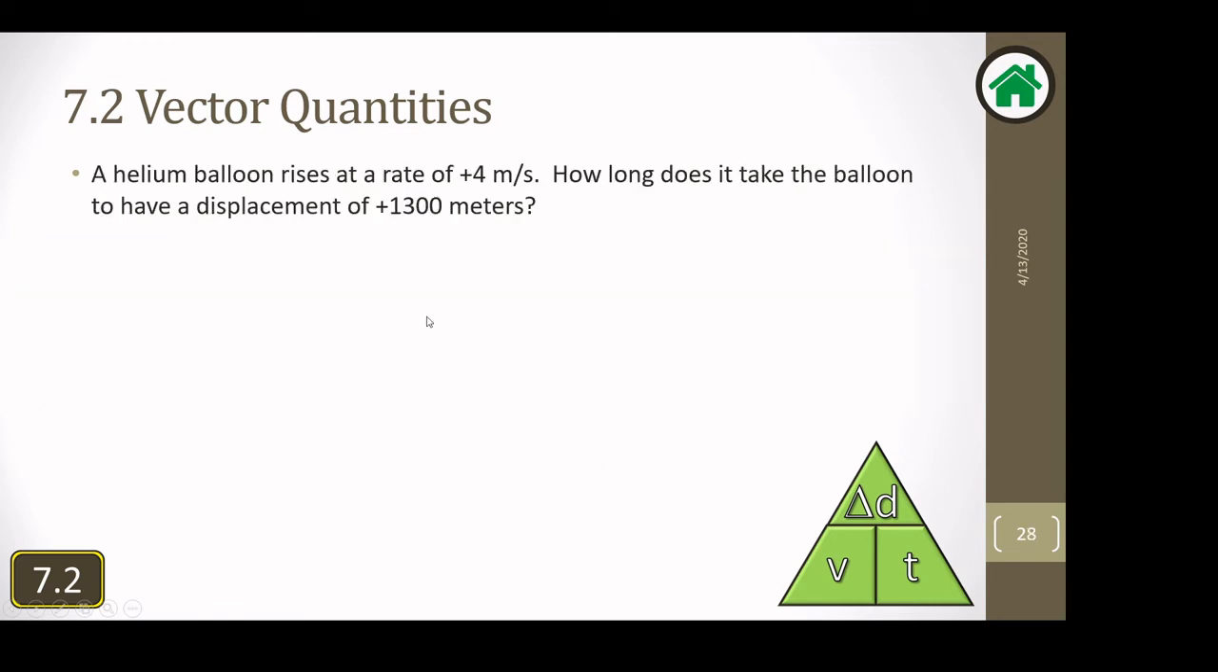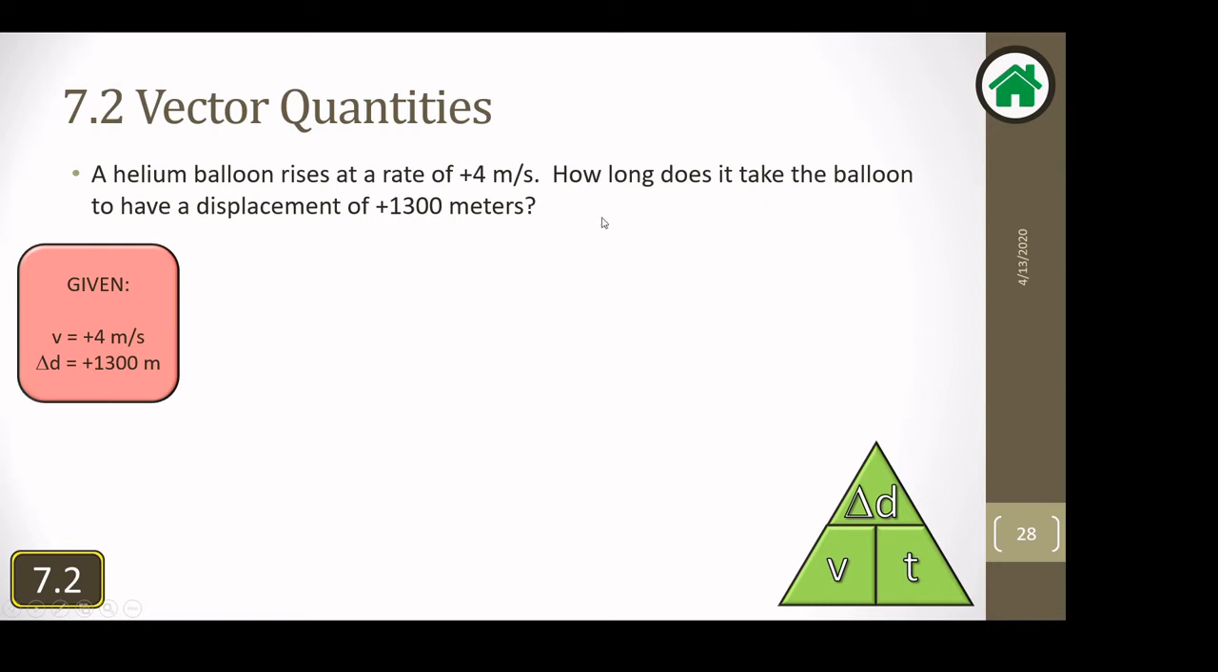A helium balloon rises at a rate of positive 4 meters per second. So we're using positive as the direction here to indicate upward. How long does it take the balloon to have a displacement of positive 1,300 meters? All right, so we're being told that the velocity of the helium balloon is positive 4 meters per second. Include that positive sign. I know in your math class you may have been told that if it's positive you don't have to put the positive sign, but in this case it does indicate a direction. And the delta d, the displacement, is positive 1,300 meters.